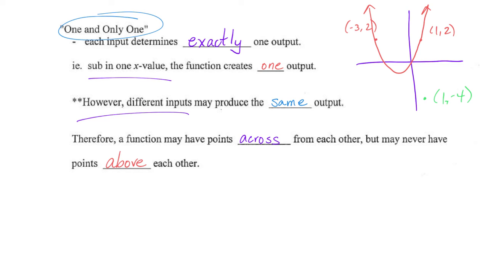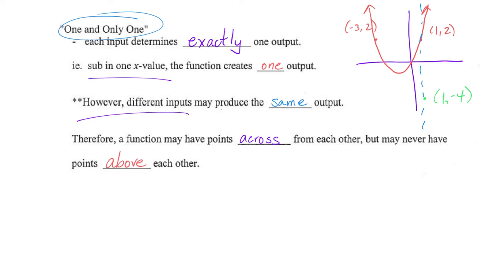Now, some of you guys know that you can't have that because you learned in the past about a vertical line test. And you know that if you scan across with a vertical line, if that vertical line ever hits your graph in more than one spot, then it is not a function. It's actually breaking the one and only one rule.